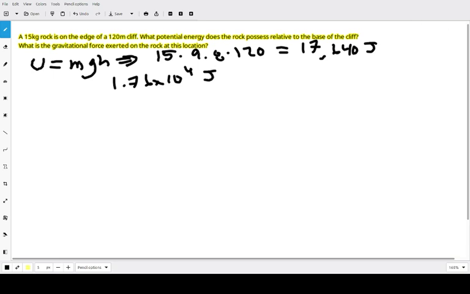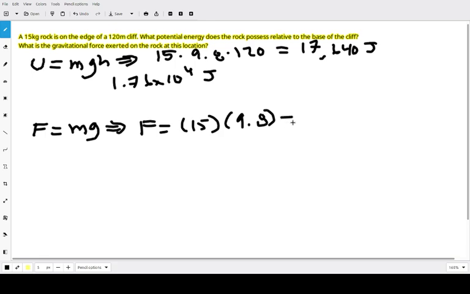Now, the second part is gravitational force on the rock. Intuition, this is just the weight of the rock, how hard Earth pulls downward. The formula is F equals ma, but it's mg because of gravity. So the math shows F is equal to 15 times 9.8, which is equal to 147.